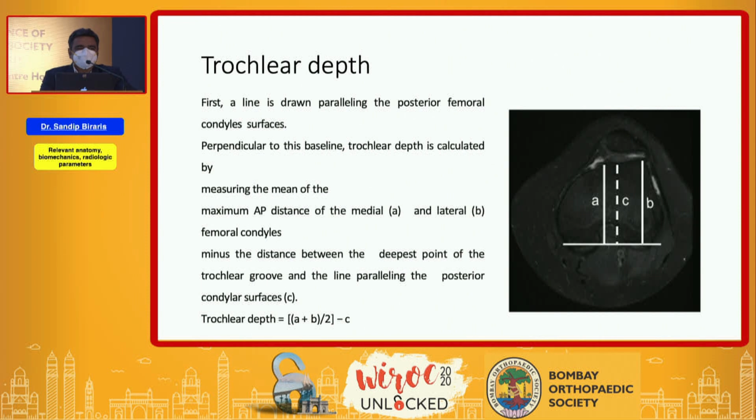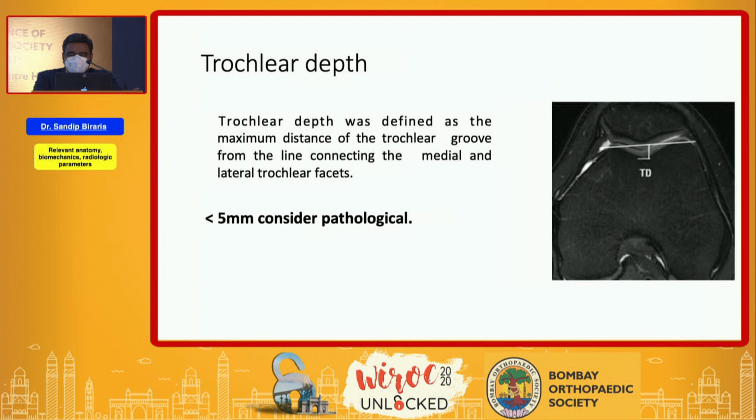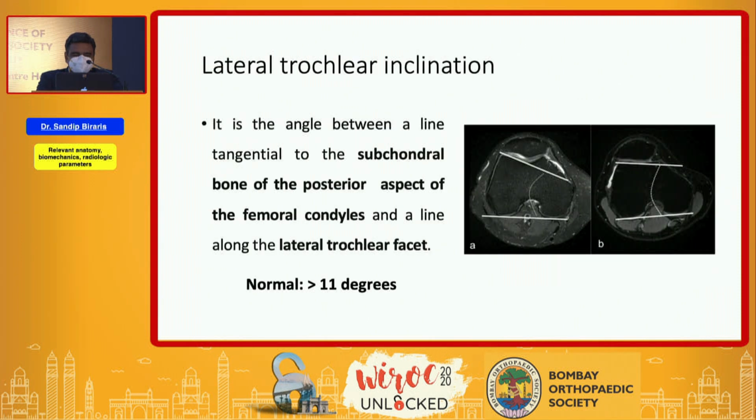Another parameter which can be checked on CT scan as well as MRI is trochlear depth. Connect the posterior condyle, then take the deepest point of the trochlear groove, and that should be subtracted from the mean of the medial and lateral femoral AP diameter. So that gives trochlear depth. Another way of measurement is to connect the highest point of the femoral trochlea, then connect the deepest point of the trochlear groove, and the distance between both of them is the trochlear depth. Anything less than 3 to 5 mm is considered pathological.